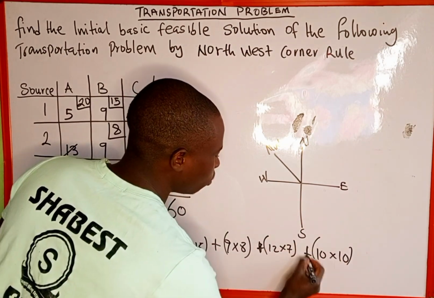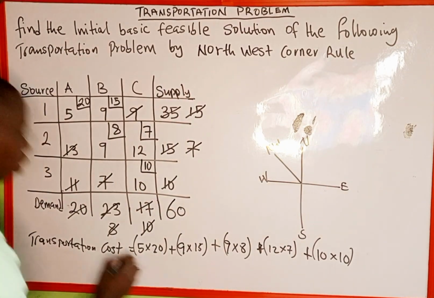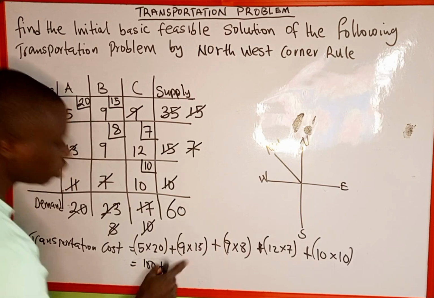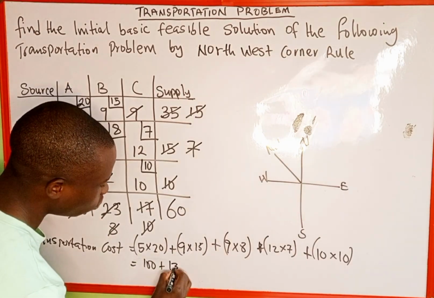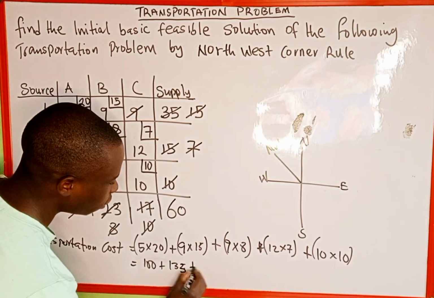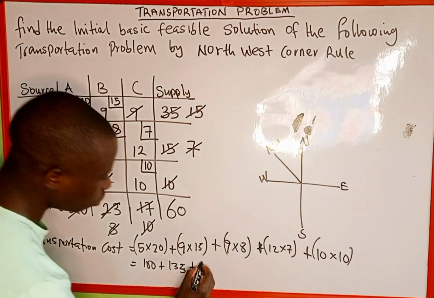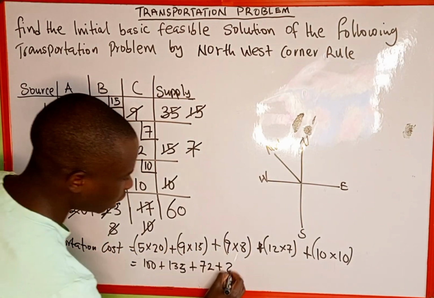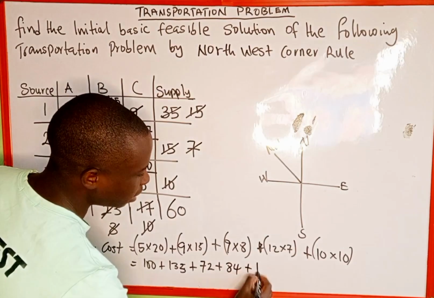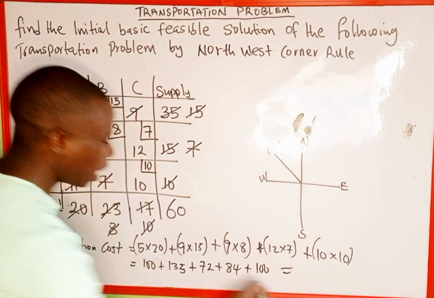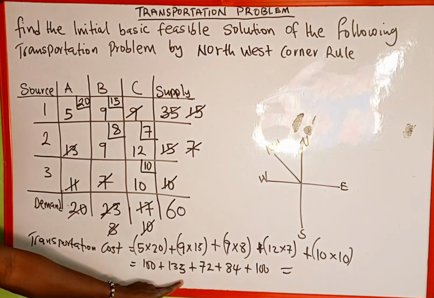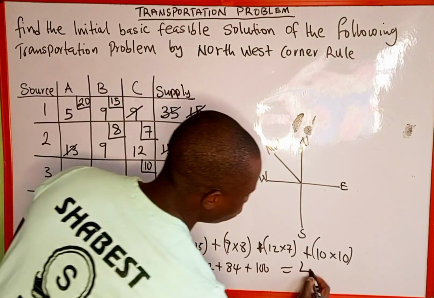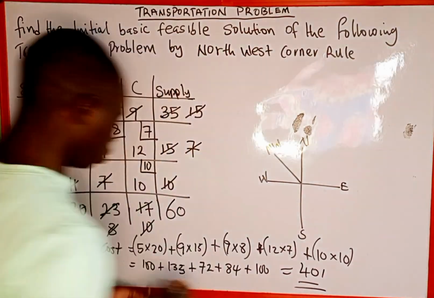So we're going to do the multiplication and addition now. 5 multiplied by 20 is going to give us 100. Then plus 9 multiplied by 15 is going to give us 135. Then plus 9 multiplied by 8 is going to give us 72, then plus 12 multiplied by 7 is going to give us 84, plus 10 multiplied by 10 is going to give us 100. So when we add up everything together, 100 plus 135 plus 72 plus 84 plus 100 is going to give us 491. So 491 is the transportation cost.